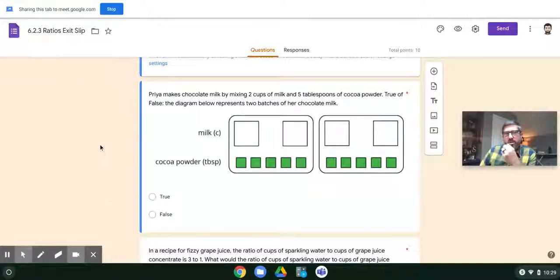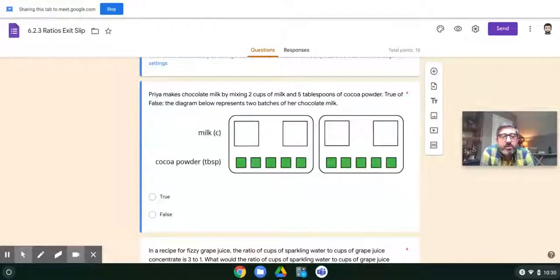Yeah. All right, so in the first example here, this is the first question on our exit slip. It says Priya makes chocolate milk by mixing 2 cups of milk and 5 tablespoons of cocoa powder. True or false? The diagram below represents 2 batches of her chocolate milk. What do you think? Do you think that's true or false? True. True, that's right. Why do we think that? So you see the first shapes that are circled there. That shows 2 cups of milk, which are represented by the large white squares, and it shows 5 tablespoons of cocoa powder, which are represented by the small green squares.